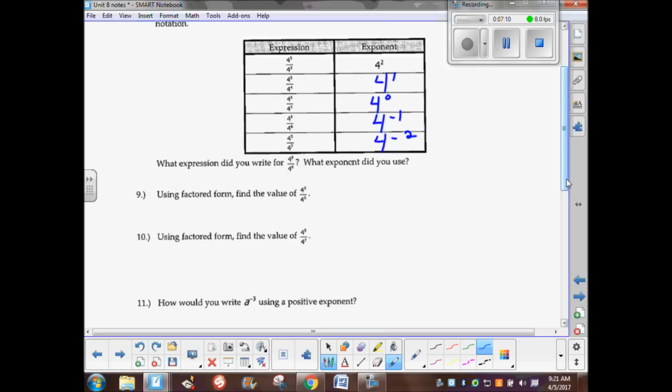Excuse me, what expression did you write for 4 to the 5th divided by 4 to the 6th? What exponent did you use? So 4 to the 5th divided by 4 to the 6th, you said it was 4 to the negative 1, and the exponent we used was negative 1. Now it says, using factored form, let's expand, find the value of 4 to the 5th divided by 4 to the 6th. So 4 to the 5th we know is 4 how many times? 5 times. And then 4 to the 6th is 4 6 times.